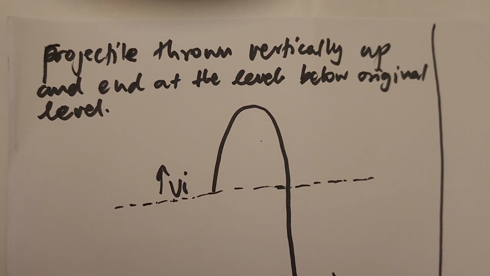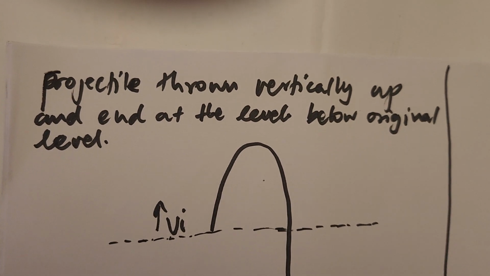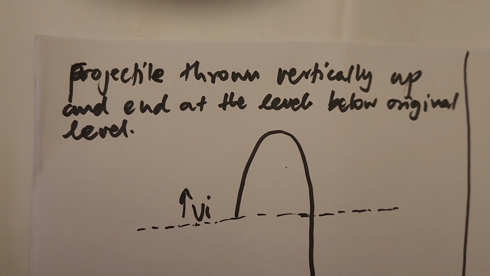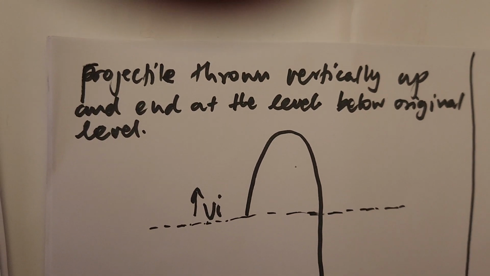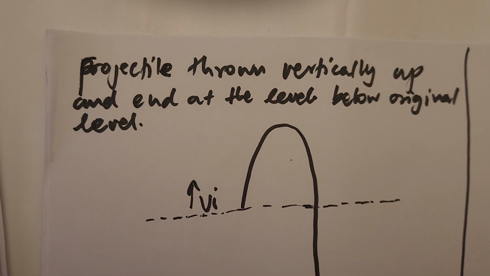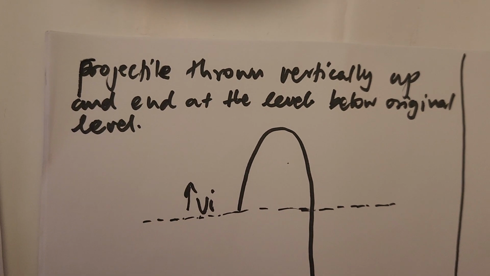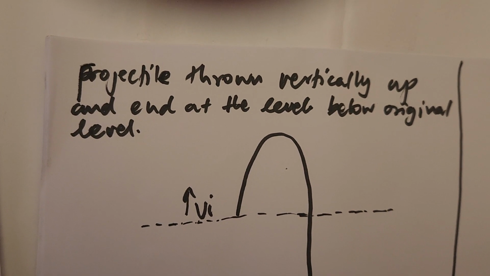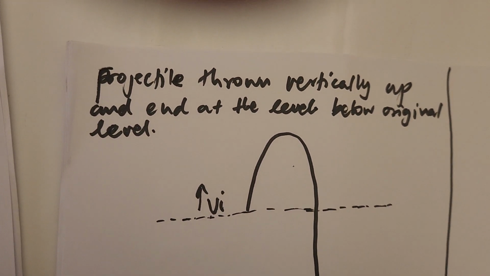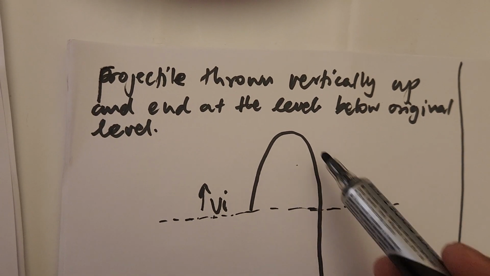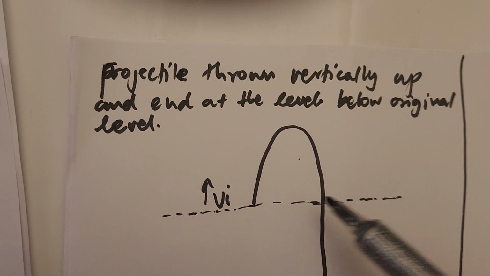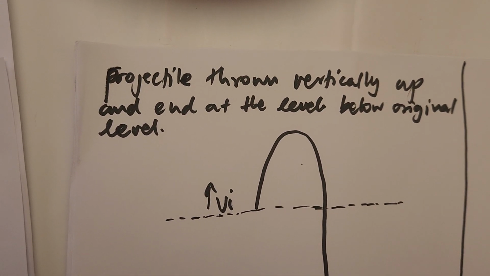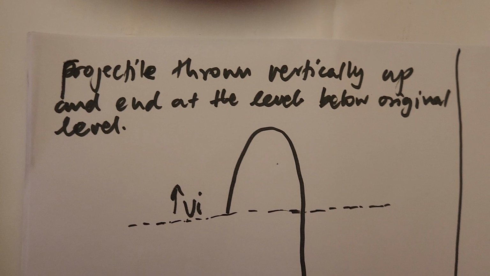Let's continue with another scenario. In this one, the projectile now is thrown vertically up, but it ends at the level below the original, or it might be starting from this lower level and then end at the upper level. So either way, this is the kind of projectile that you might be dealing with in an exam. And how to deal with this one?